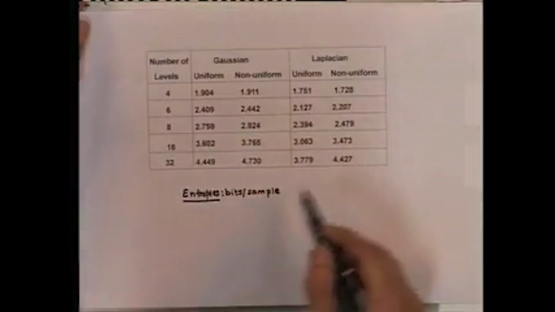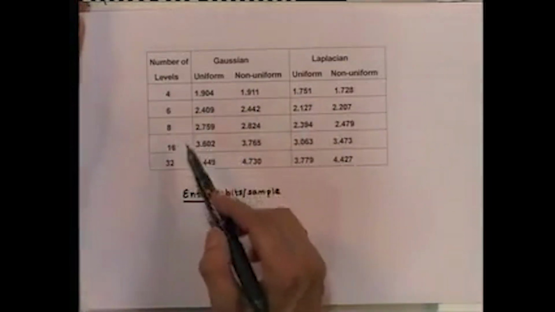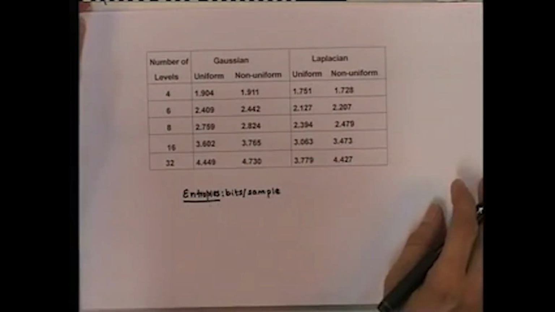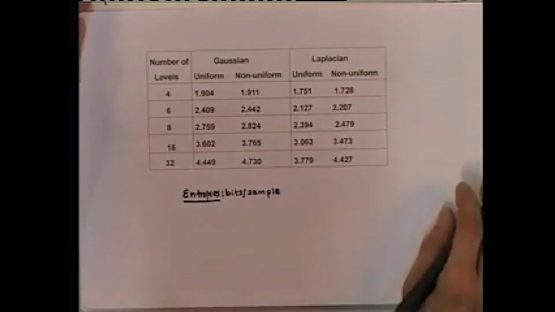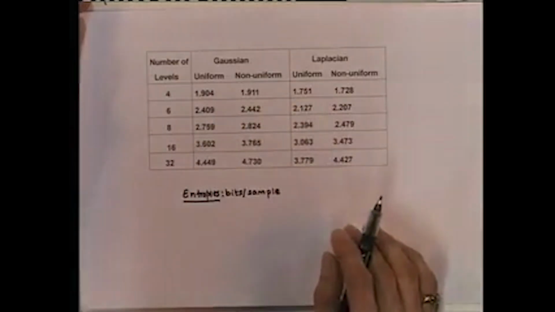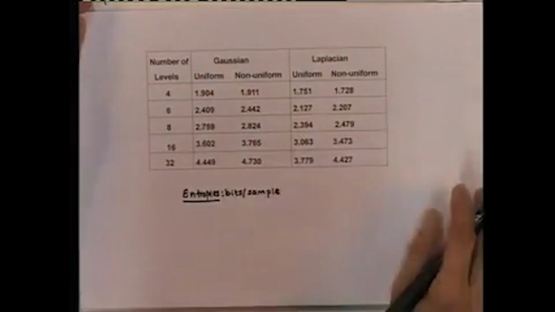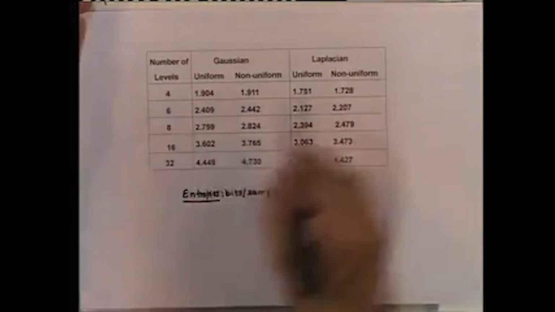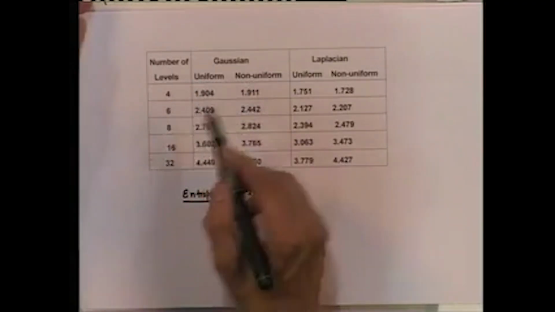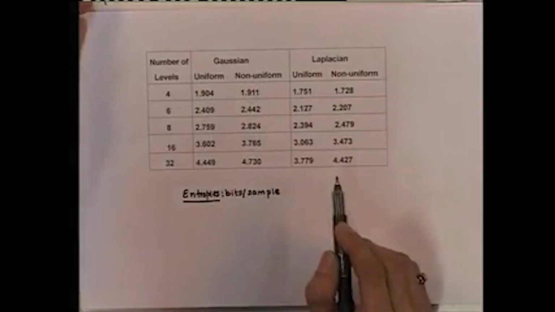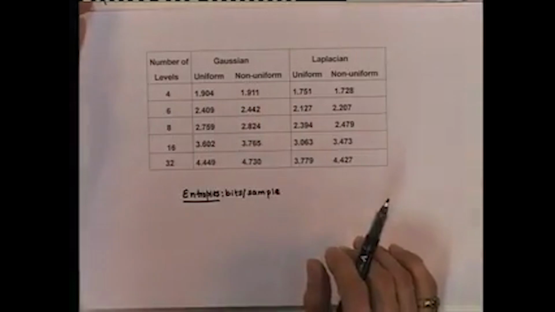This table depicts the entropies in bits per sample for the quantizers designed based on the criterion of minimization of distortion, that is minimization of mean squared quantization error. So, there are two inputs, one is Gaussian PDF and other is Laplacian PDF. For both these inputs, we design quantizer based on uniform PDF optimized and non-uniform PDF optimized principles. Now, there are certain observations to be made from these tables.